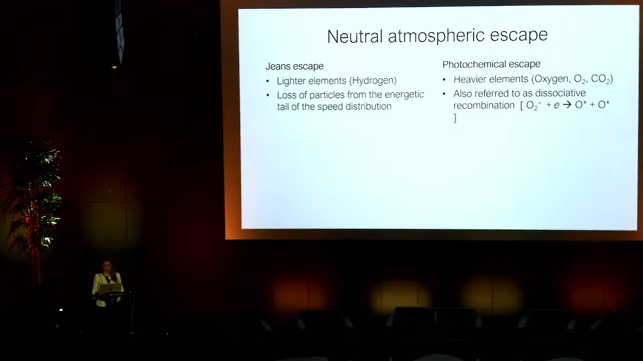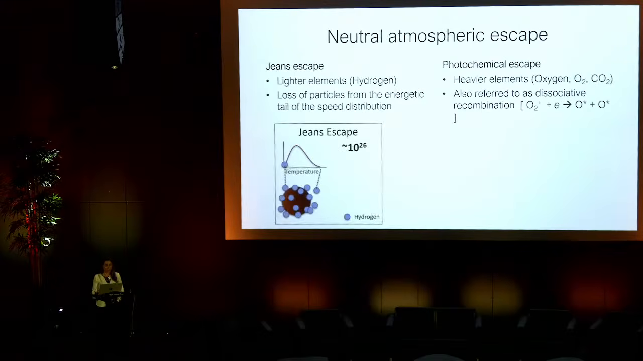And so I just like to do a little bit of a cartoon. It might help. So with Jeans escape, you can start to see here. There we go. At the cold end, they just move around a little bit. But on the tail end, they can actually escape. And the rough order of magnitude that we're looking at is like 10 to the 26. I'll convert that at the end for you, but this just puts things in scale. And that's going to be things like hydrogen.